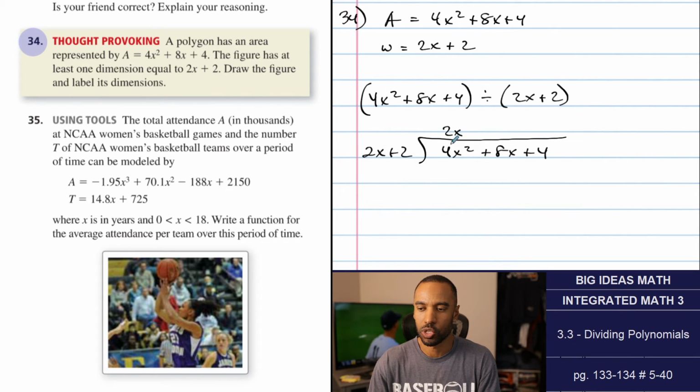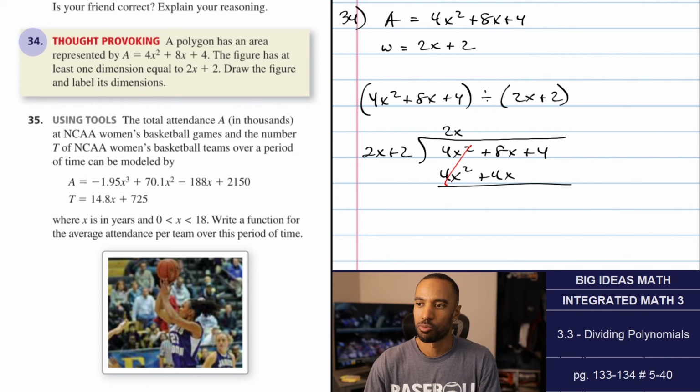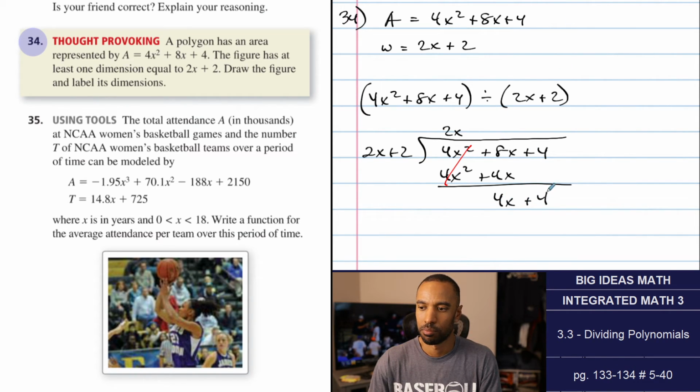2x goes into 4x squared 2x times. You're like, oh, this is long. It won't take too long. 2 times 2x is 4x squared. Subtract. You got to make sure you know how to do it still. Subtract and you get 4x here. Plus 4. And 2x plus 2.